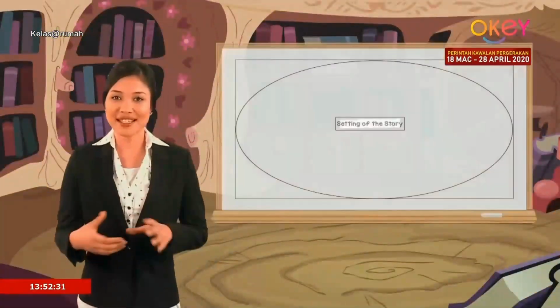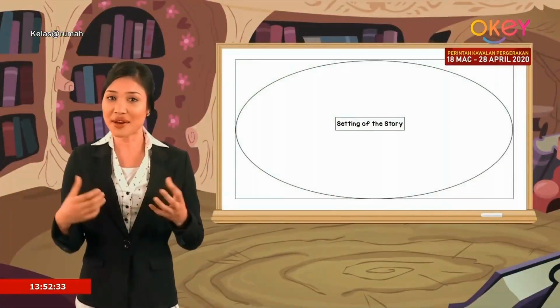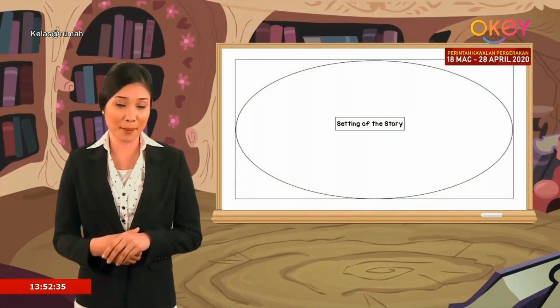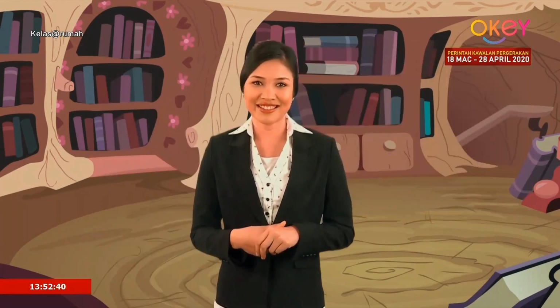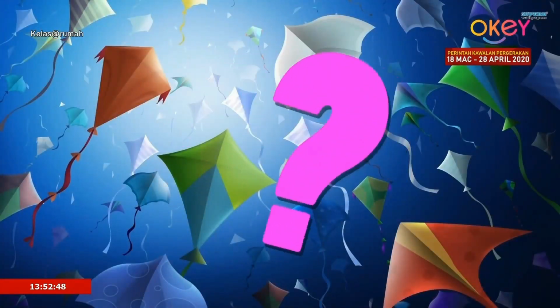Setting of the story means the place where the story took place. Do you think this story happened in Malaysia? Yes? No? Skim and scan through the story again and jot down any clues that tell you where the story might have taken place. If you need more time, don't worry. You can always pause this video until you're ready. Are you ready? Okay. So where did the story take place?